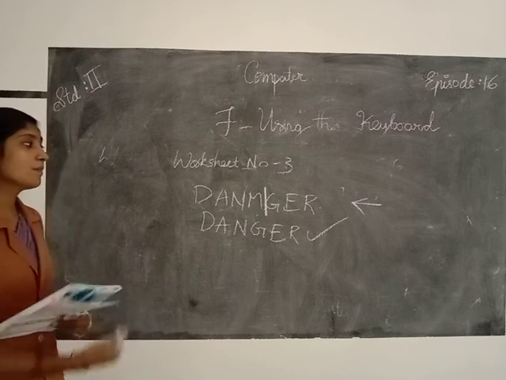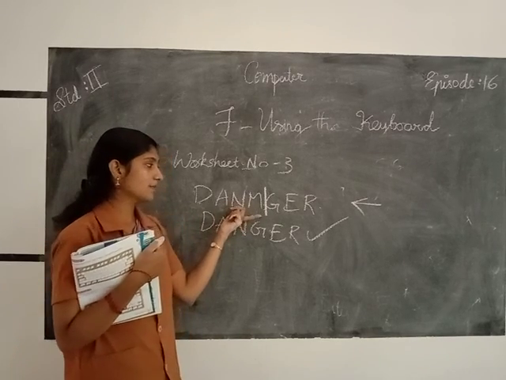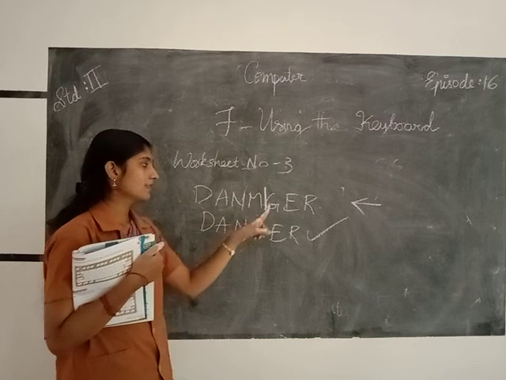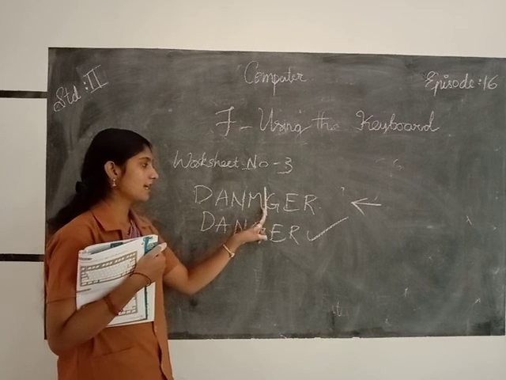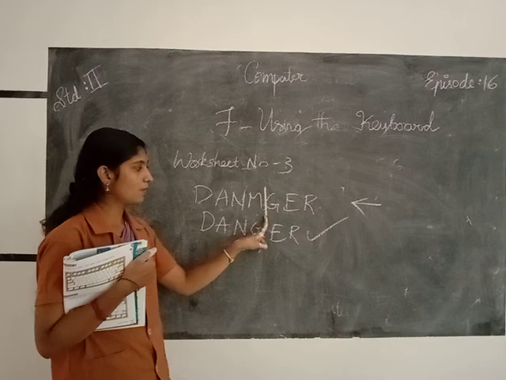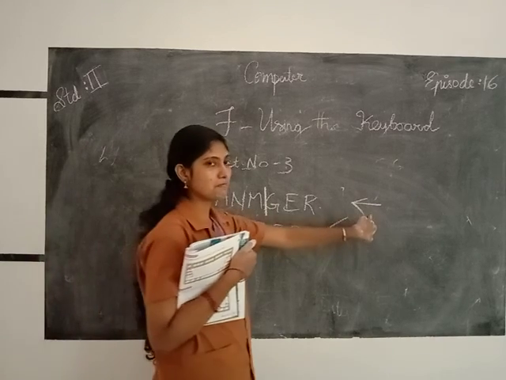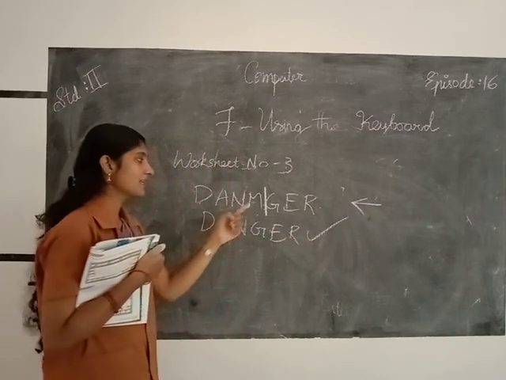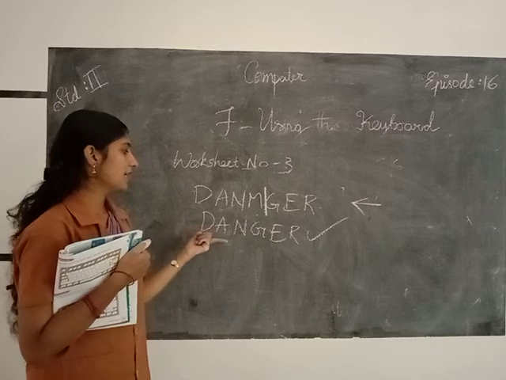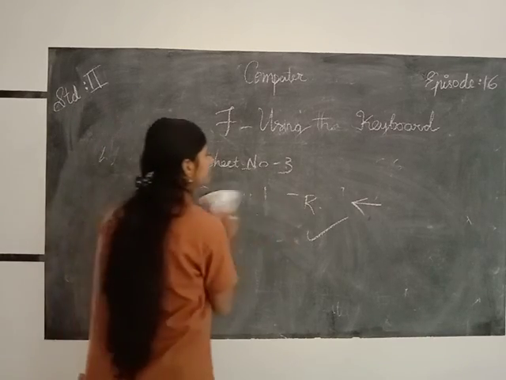So how do we place the cursor and remove the letter M from this word? First, take the mouse and then click on the right side of the letter M. That is the cursor, which is now at the right side of the letter M. And then press the backspace key. Then it will be erased from this place, and the word becomes D-A-N-G-E-R, danger.